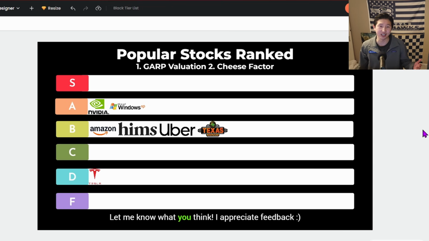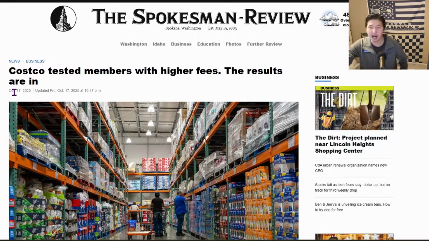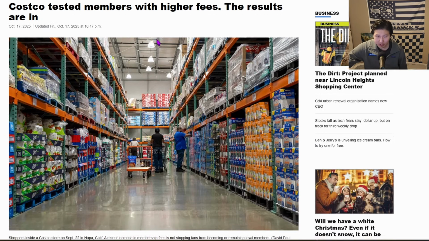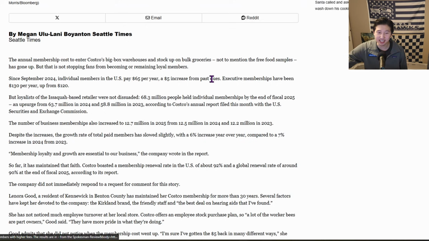And the next one, friends and family, is going to be Costco Wholesale. So they're actually based in Washington State. And so that's why we're reading an article from Spokane, Washington, which is located on the eastern side of Washington. So they actually raised and increased the prices of their membership fees, but the membership renewal rate remains really high. In the US, it's 92%. And internationally, 90%.